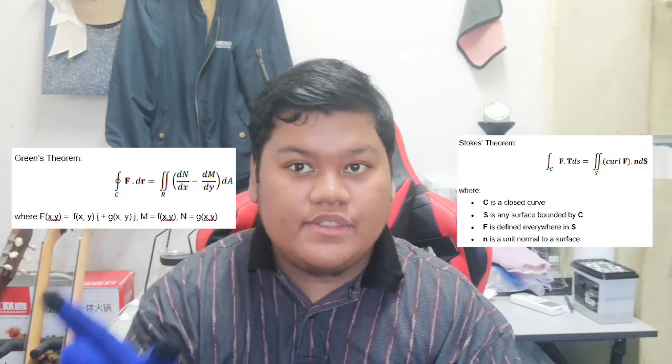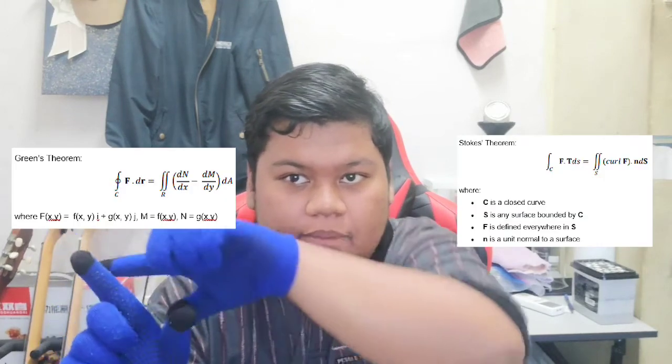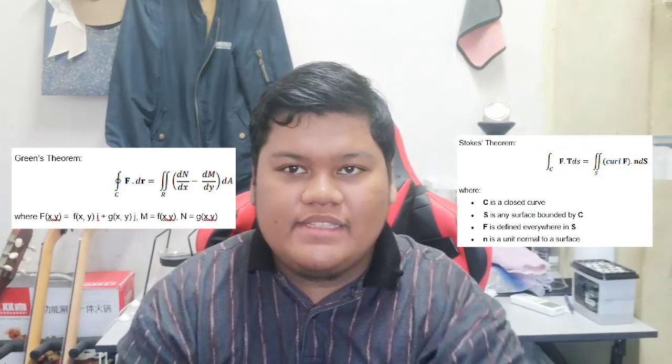Compare with the original Stokes' theorem, we can conclude that it is actually Green's theorem where k equals n, which equals a unit vector. Therefore, Stokes' theorem can be applied in Green's theorem.